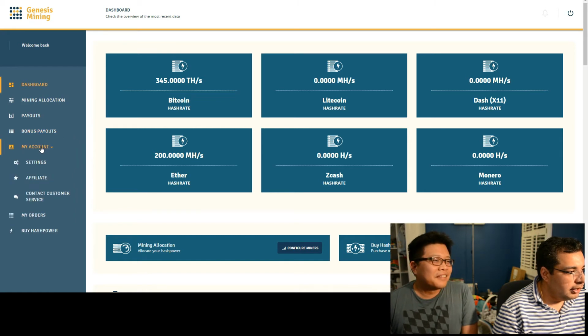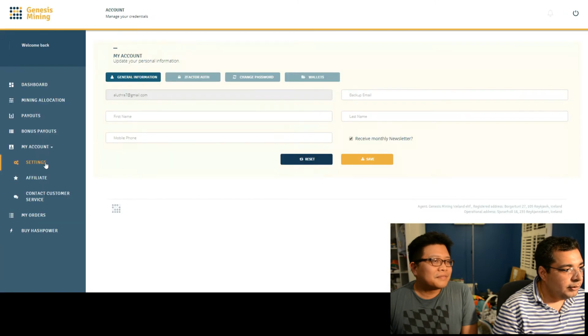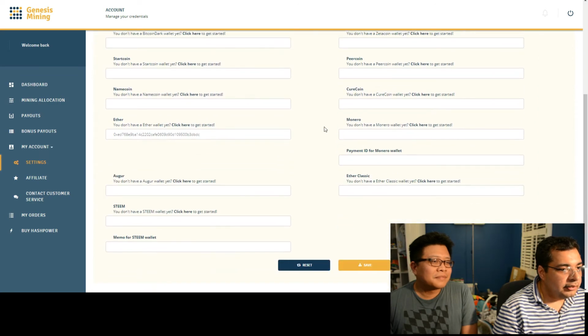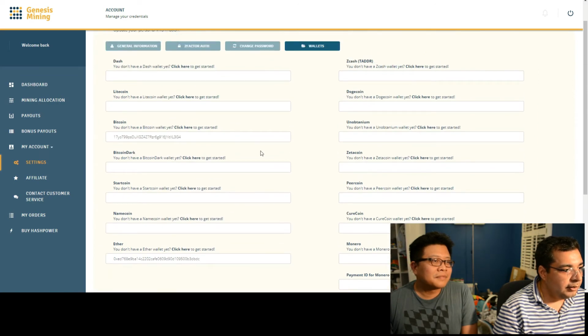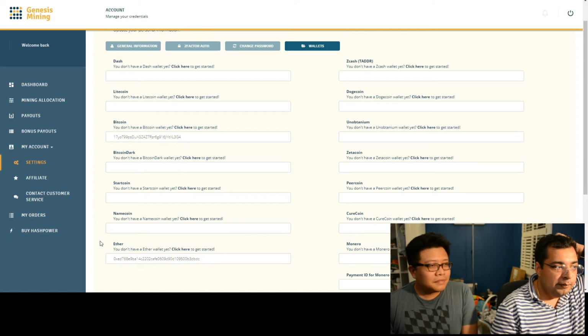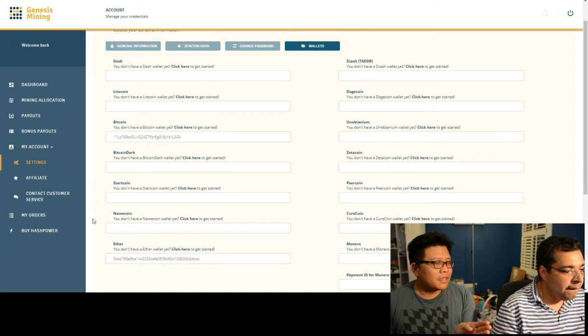The next thing you can do is under settings, you set where you send all your coins, essentially your wallets. You can go over to the wallet tab and select which accounts you want to send your coins to. So I have my Bitcoin address set and my Ethereum address set. And Bitcoins will go directly to the wallet with my Bitcoin as well as my Ethereum. We'll get into opening a wallet next. But right now, this is just how Genesis Mining works.